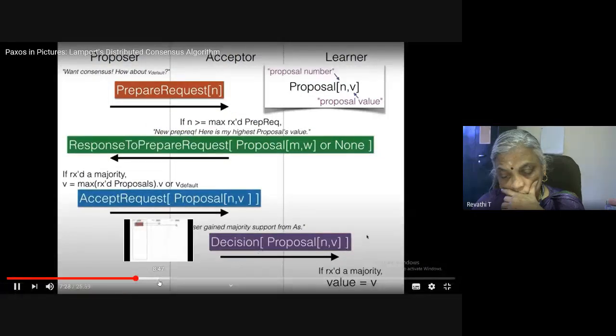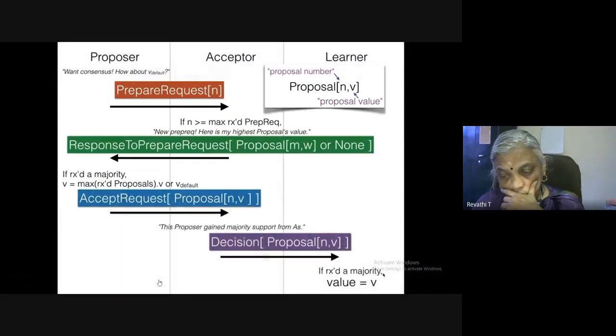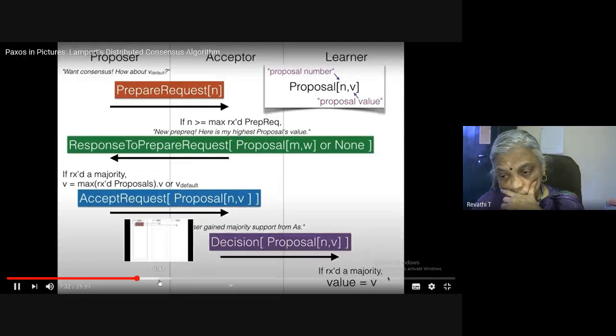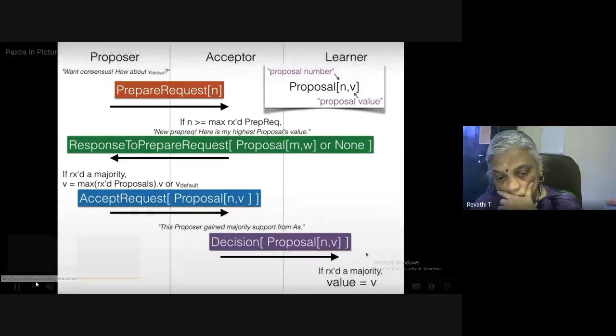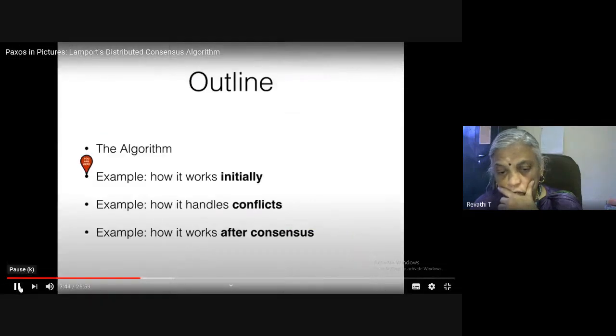Once a learner receives decision messages from a majority of acceptors, it knows that these acceptors are all on board with this value. I should really tell the client about this value, and it sets its internal variable value to v, whatever came in the proposal message. So that's the algorithm. Let's go to some examples.